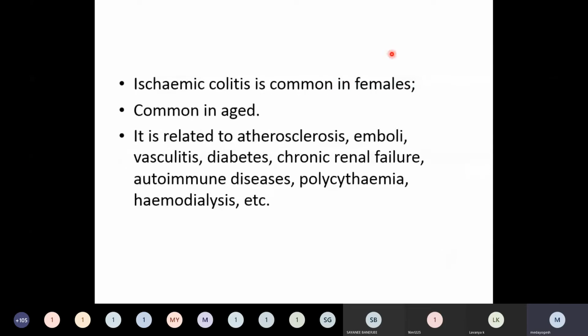Coming to clinical features, ischemic colitis is commonly encountered in elderly females, and as I explained earlier, it's related to atherosclerosis, emboli, vasculitis, diabetes mellitus, chronic renal failure, autoimmune diseases, polycythemia, and patients who are on hemodialysis. All these conditions and comorbidities predispose to the occurrence of ischemic colitis, either by decreased blood supply or by reducing the perfusion pressure and oxygen supply to the colon. So that's the pathophysiology related to these comorbidities.